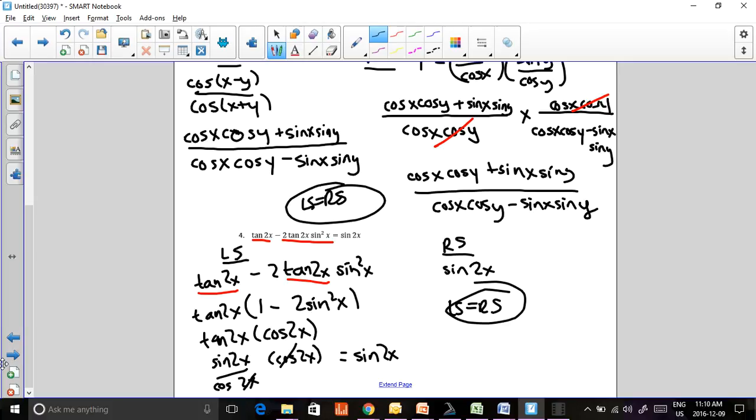There are definitely more complicated ways you could have solved this. If you had turned everything into sine over cos right off the bat, that's another way of doing it. It just might take more lines. But yeah, there you go. That's one way to do it.